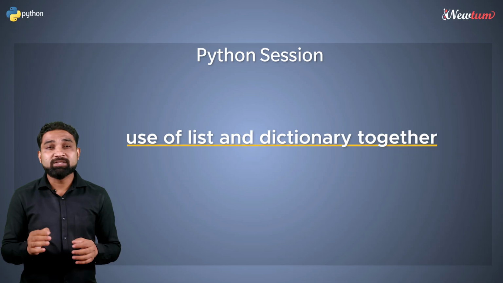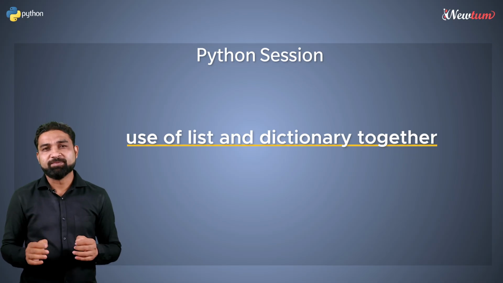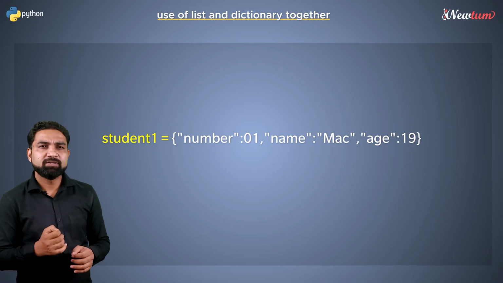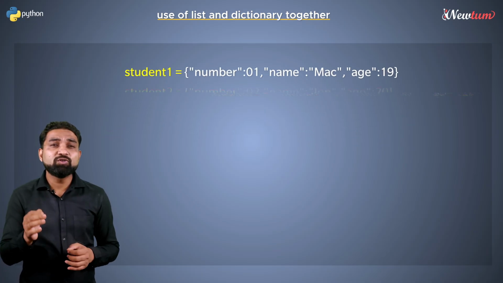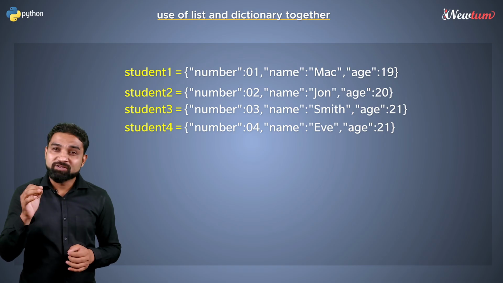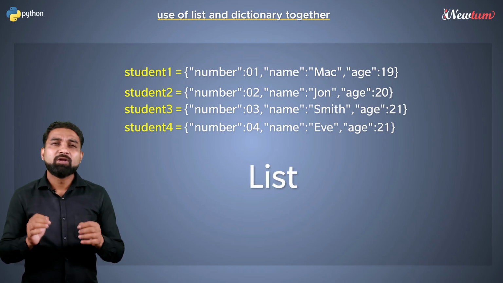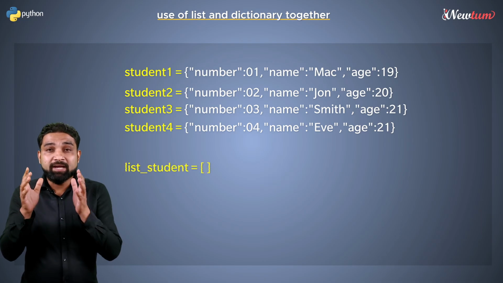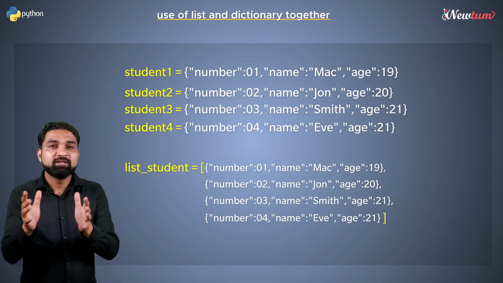Well, storing single student information is easy. We can declare a dictionary with key number, name and age. But how to store information of multiple students? For that, we will use list. Logic is to create a dictionary of an individual student and then add that student to the list.